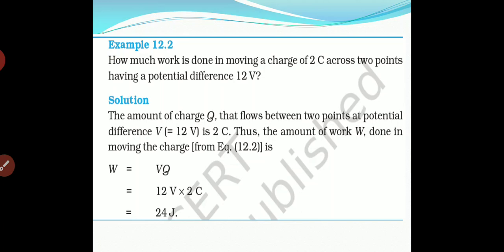So we have the formula V is equal to W upon Q. In that formula, we take W as the subject of the formula. So we get W is equal to VQ, where V is 12 volt and Q is 2 coulomb. So we get W is equal to 24 joule.